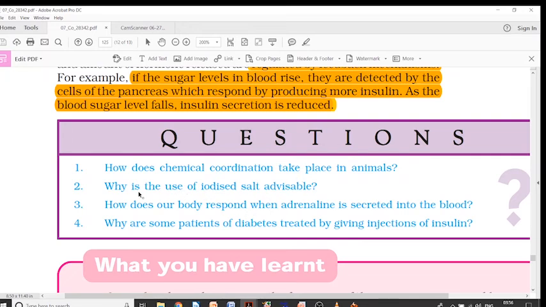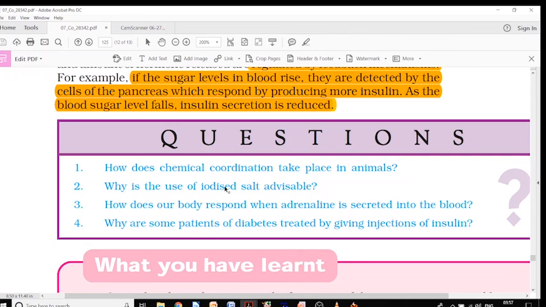Then, why is the use of iodized salt advisable? Obviously for the prevention of goiter, because iodine is necessary for the thyroid gland to produce thyroxine. Without iodine, the thyroid gland will not be able to make thyroxine hormone. And thyroxine is responsible for the metabolism of carbohydrates, proteins, and fat. So that is why it is important to take iodized salt.